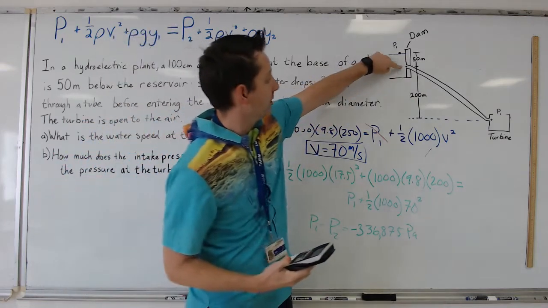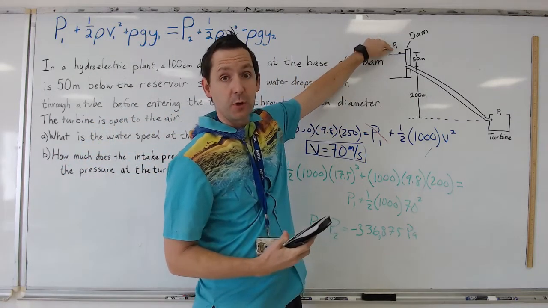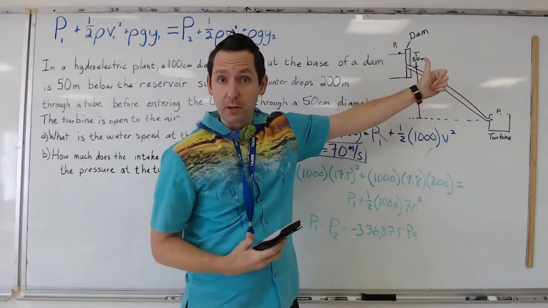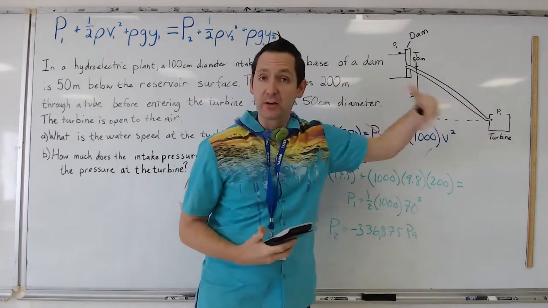Okay, so the pressure here is much, much, much greater than the pressure there, which makes sense because it's being pushed into and through the pipe. And so there should be a high pressure pushing down to the low pressure.